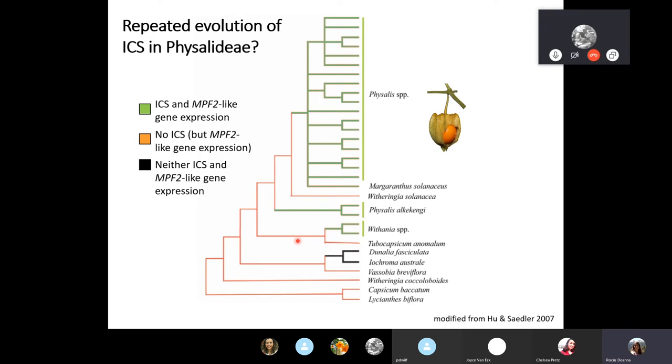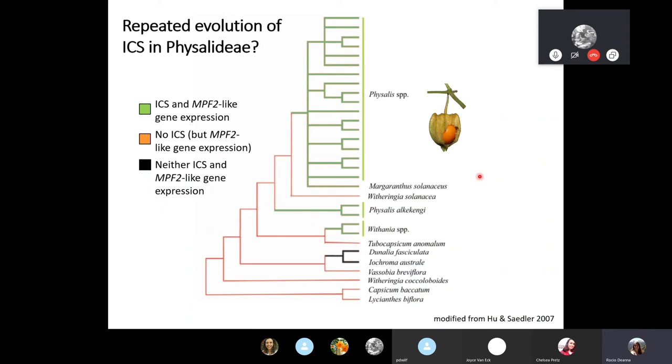Something interesting is how the development of this trait in the calyx occurs. There is some evidence that cytokinins and gibberellins are required along with a heterotopic expression of a transcription factor called MPF2 in the calyx to make this inflated calyx. So the first problem in trying to infer the evolutionary history of this trait in this group was the low and uneven sampling plus the low resolution in previous phylogenetic studies.